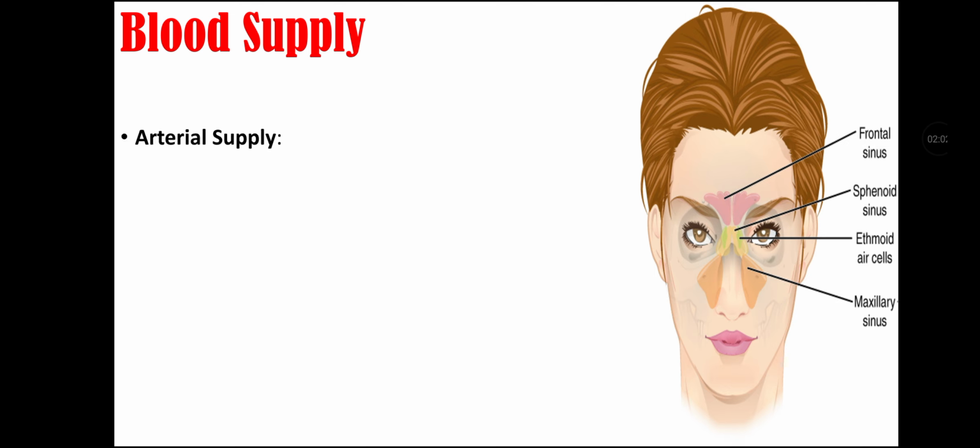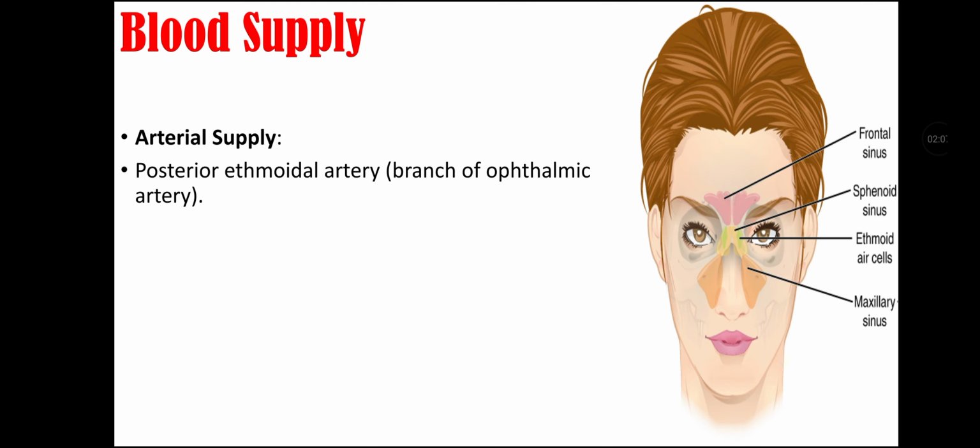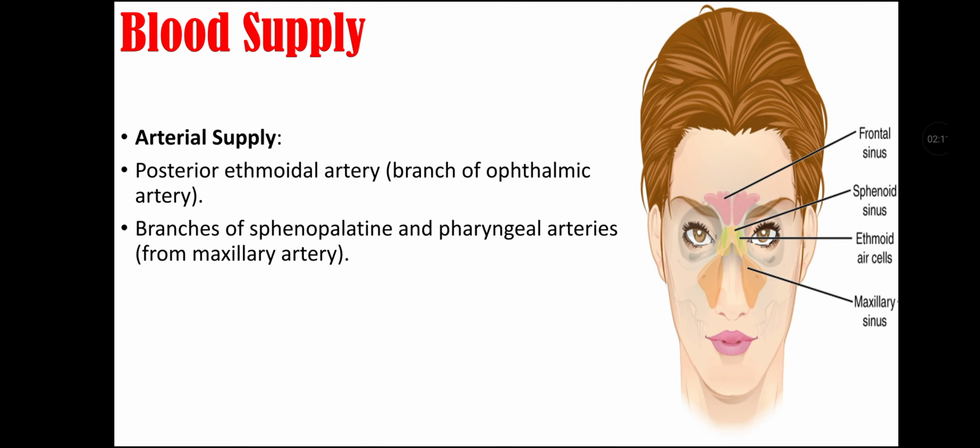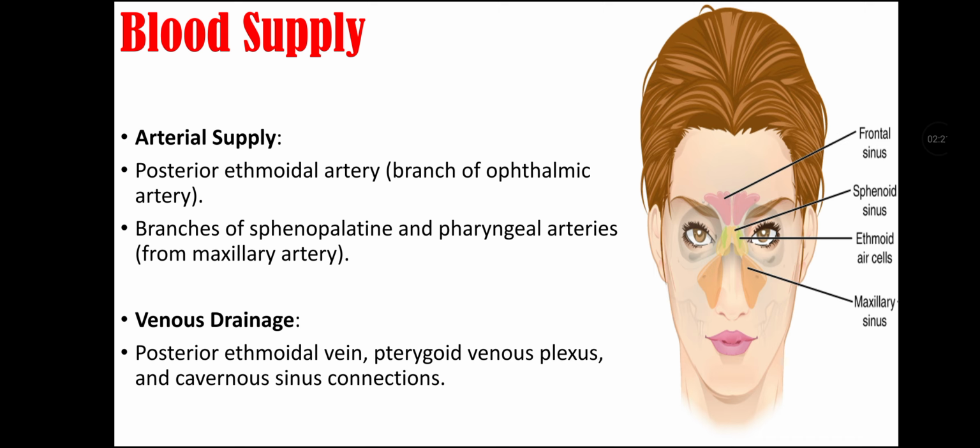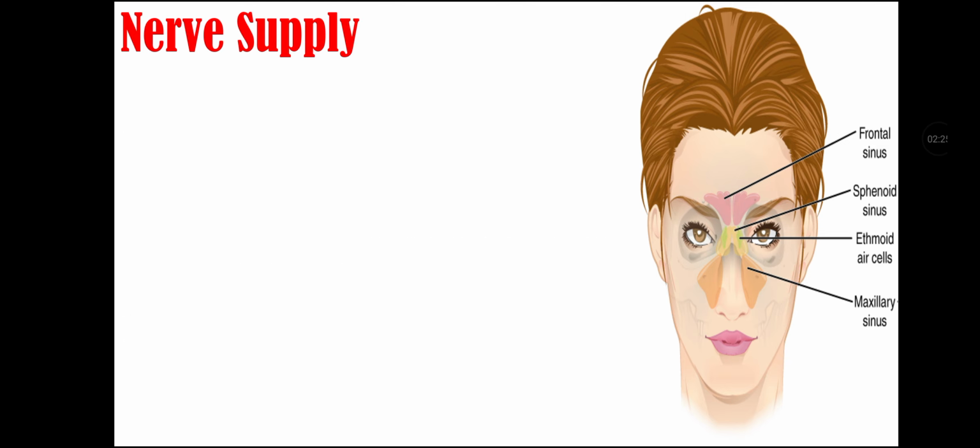Blood supply of sphenoidal sinuses. First, we will talk about arterial supply. It is supplied by posterior ethmoidal artery, that is branch of ophthalmic artery. And also it is supplied by branches of sphenopalatine and pharyngeal artery, that are branches of maxillary artery. Talking about venous drainage, it drains into posterior ethmoidal vein, pterygoid venous plexus, and cavernous sinus connections.